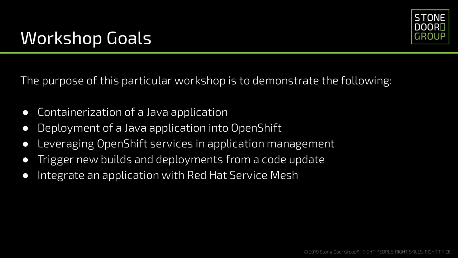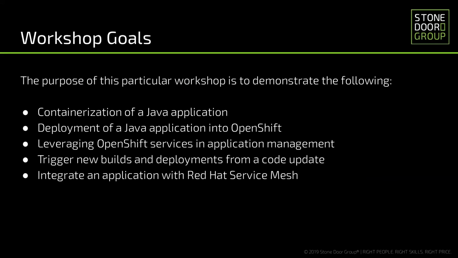Call that level 1 of your goals here. Level 2 is you're going to leverage OpenShift services in the application management, so you can scale up and down and make some changes and things like that. We also have an exercise on triggering new builds and deployments from a code update.